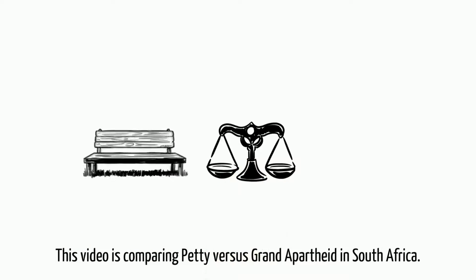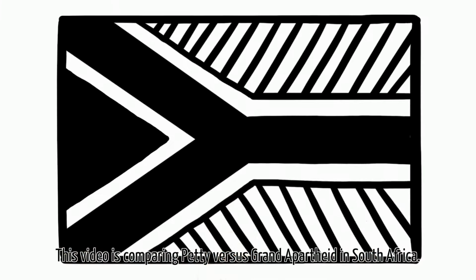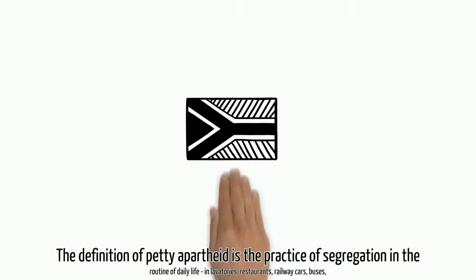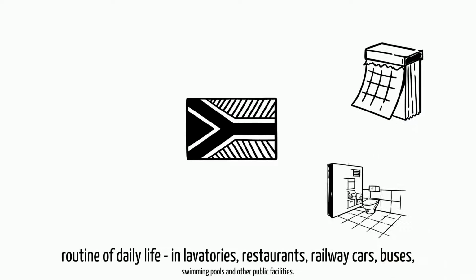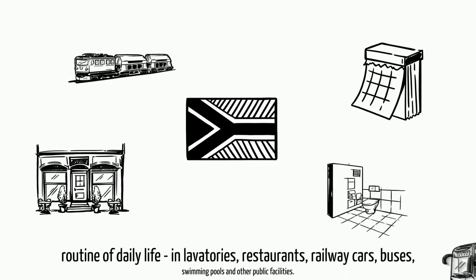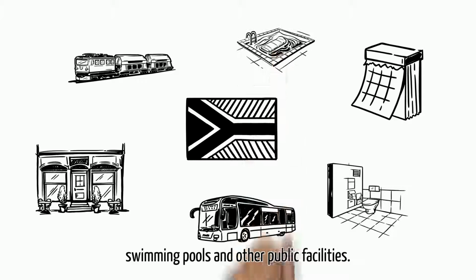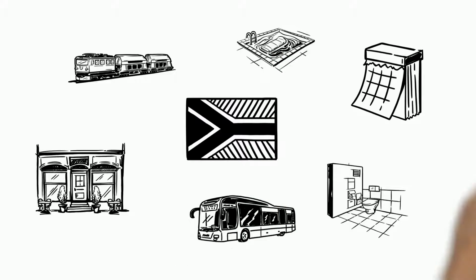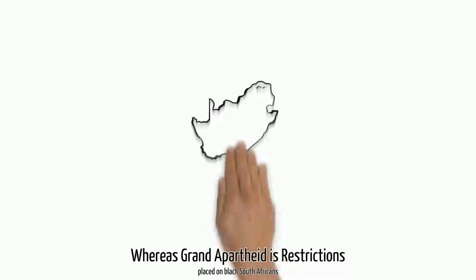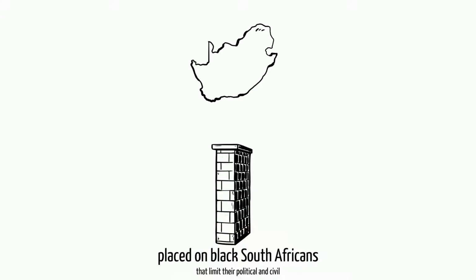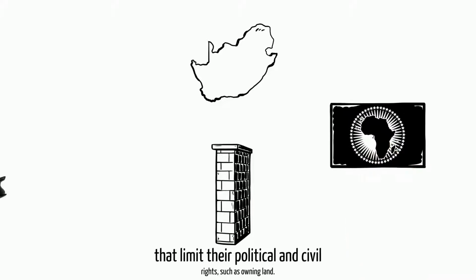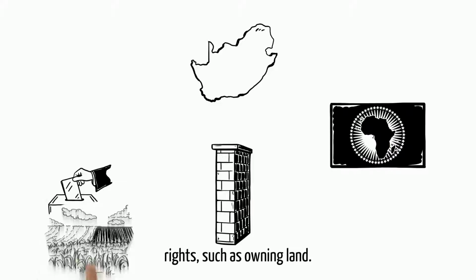This video is comparing Petty versus Grand Apartheid in South Africa. The definition of petty apartheid is the practice of segregation in the routine of daily life, in lavatories, restaurants, railway cars, buses, swimming pools, and other public facilities. Whereas Grand Apartheid is restrictions placed on black South Africans that limit their political and civil rights, such as owning land.